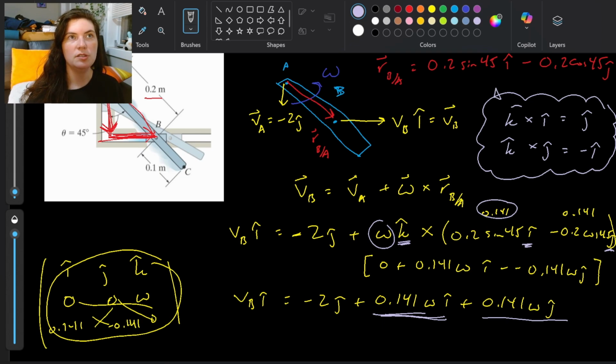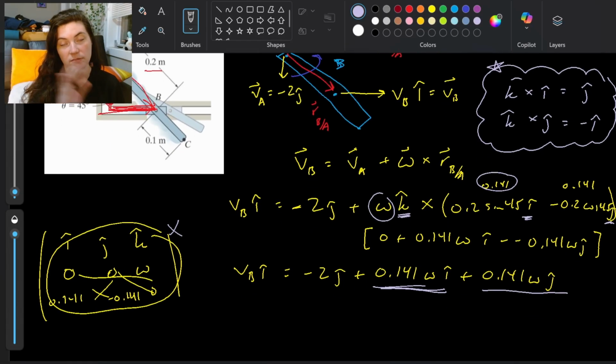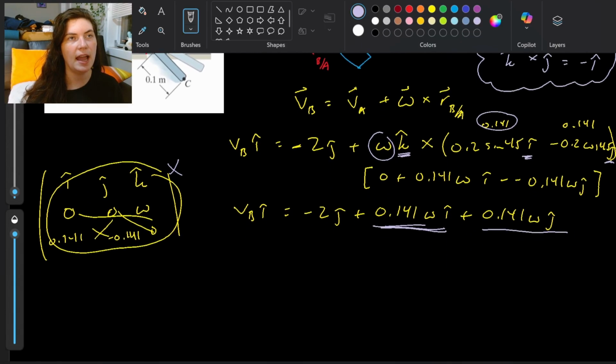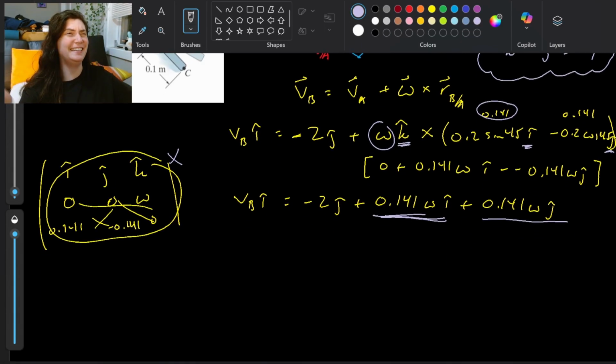So just know you can use these as a handy little shortcut if you don't like doing the long form of cross product every time. The long form of cross product could help you on your signs a little bit, but it's up to you. I'm just showing you more ways you can do stuff. Anyway, now we can finally get to the point where we're actually going to do something.